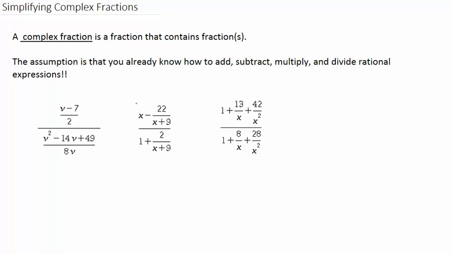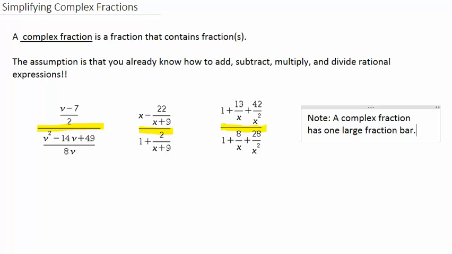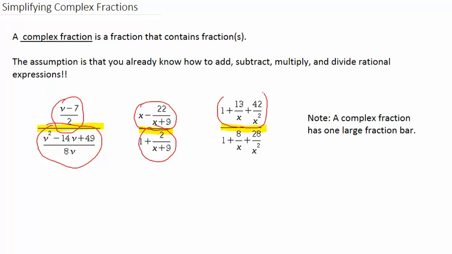Okay, but here are examples of complex fractions. You'll notice that each one has a larger fraction bar, okay? So note, a complex fraction has one large fraction bar. So even if it contains other fractions, it's clearly a numerator and a denominator. A numerator and a denominator, and the same thing here, okay?